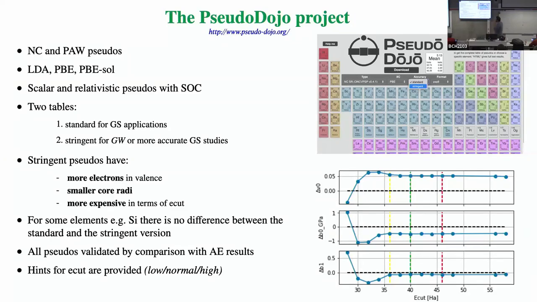And all these pseudos have been validated by computing the equation of state for elemental solids and then comparing with the all-electron results. We also performed some convergence studies with respect to the cutoff energy. On the basis of these convergence studies, we provide hints for the initial cutoff energy for the wave functions that you can use to start your convergence studies.